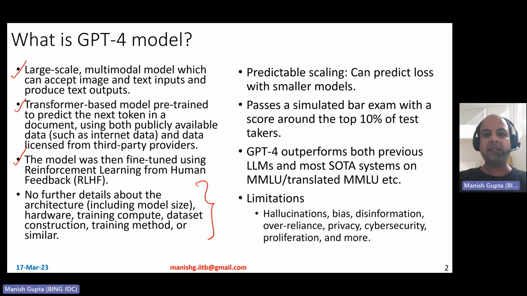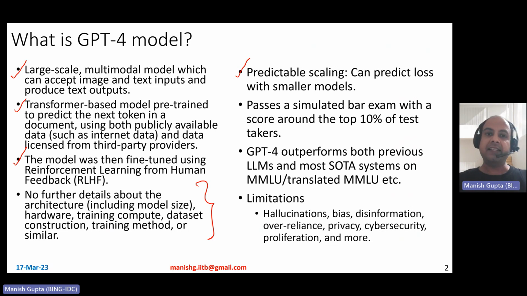For example, one of the important things that they point out is predictable scaling. They show an experiment using which you can predict the loss with smaller models. Of course, not everyone will have very large compute power. So now they have the capability of nicely predicting: if I build a model which is 1000x smaller than this model, what will be the loss associated with it?